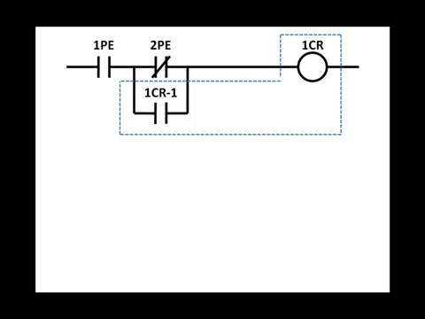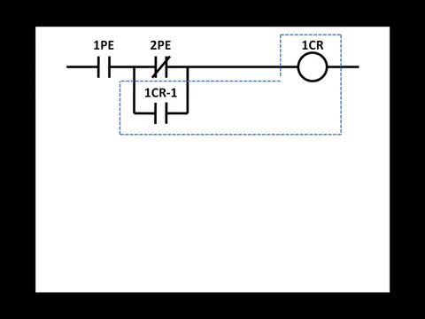If a permissive or condition is in series with other conditions, such as normally open 1 PE and normally closed 2 PE, they are said to be ANDed. If the permissives or conditions are in parallel with other conditions, such as normally closed 2 PE and normally open 1CR-1, they are said to be ORed.